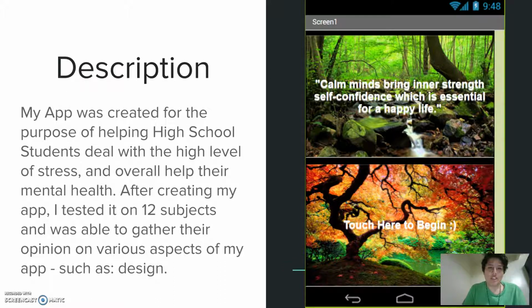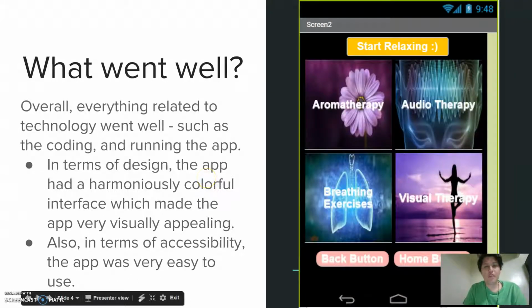I was able to test out the app on 12 different subjects, and overall, it seems as though it was very successful. Most of the people said that their stress level did decrease after using the app, and on top of that, most people said that the app was very high quality in the end. So that's pretty good. What went well?